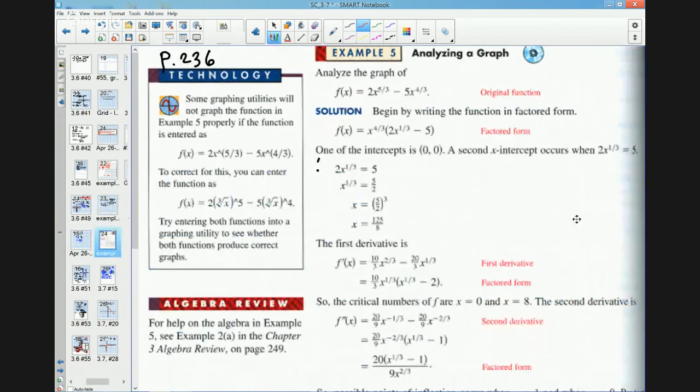All right, we're going to take a look at example 5. This is on page 236 in your book. Okay, analyze this. Well, this is a totally different looking graph. We now have 2x to the 5/3 power minus 5x to the 4/3 power. So a totally different kind of function.